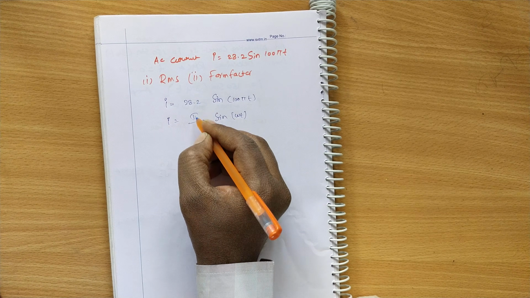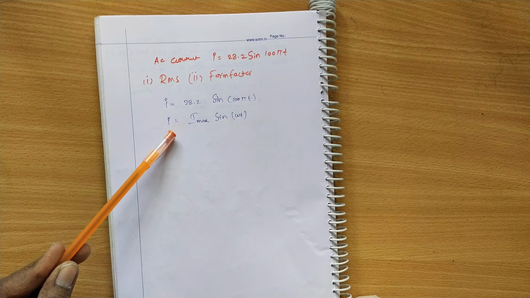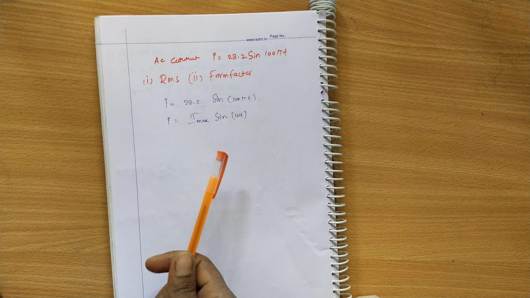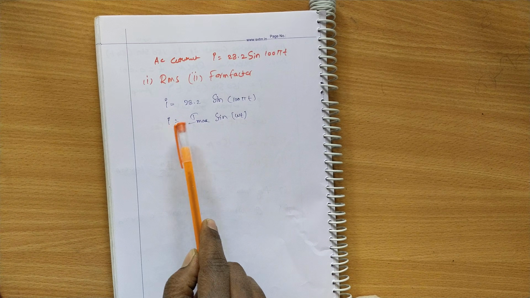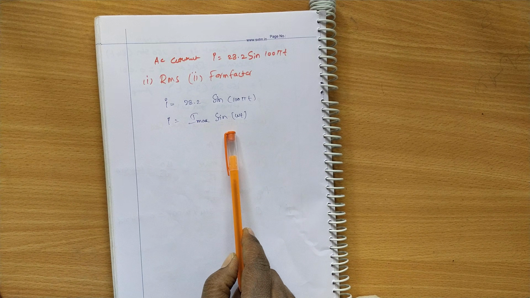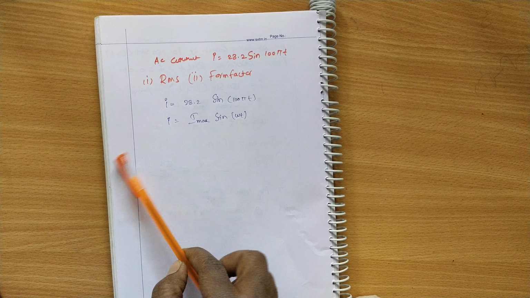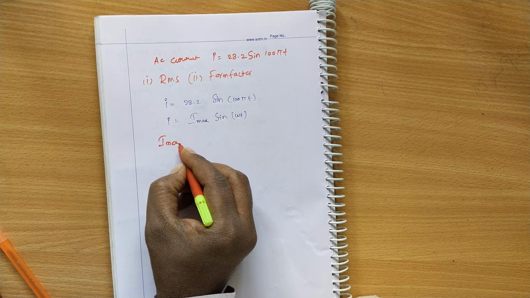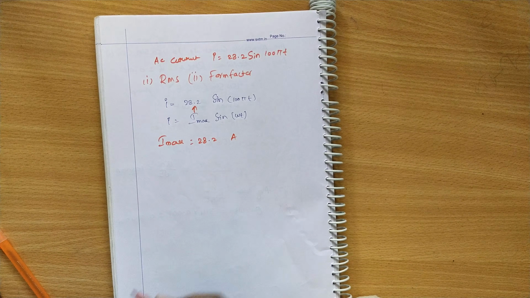If you compare this, I max is 28.2 and omega t is 100 pi t. This is the standard form of the alternating current equation, I max sin omega t. Instantaneous value I equal to I max sin omega t. If you compare this with the standard equation, you will get I max equal to 28.2 amps.